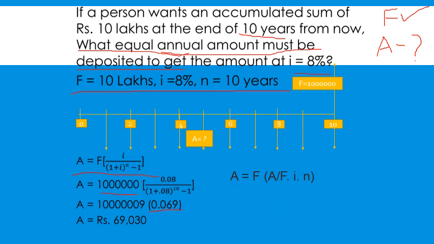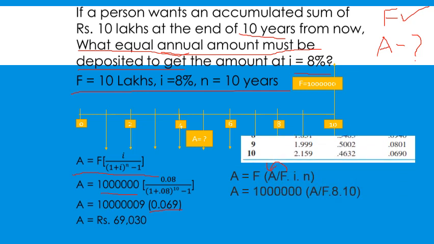Let us solve it using the second method. A is equal to F multiplied by A by F comma I comma N. Again, what does that mean? A by F. I am converting this F into A. That means F is known to me, A is unknown to me. At an interest rate of 8% for N is equal to 10 years. Substitute those values. So I am identifying A for a known F. So A is getting calculated for a known F.